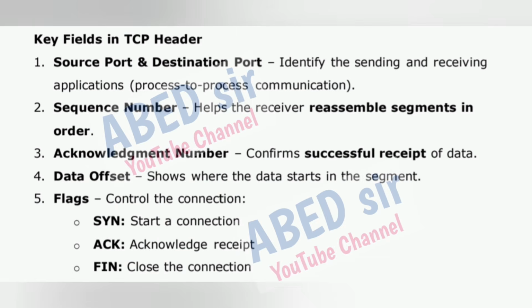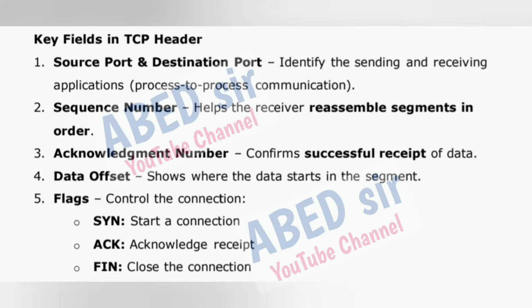Key fields in TCP header. 1. Source port and destination port identify the sending and receiving applications, process-to-process communication. 2. Sequence number helps the receiver reassemble segments in order. 3. Acknowledgement number confirms successful receipt of data. 4. Data offset shows where the data starts in the segment. 5. Flags control the connection. SYN starts a connection. ACK acknowledges receipt.